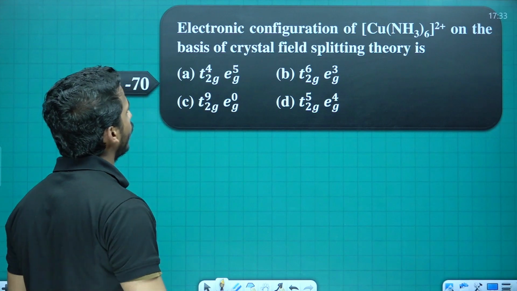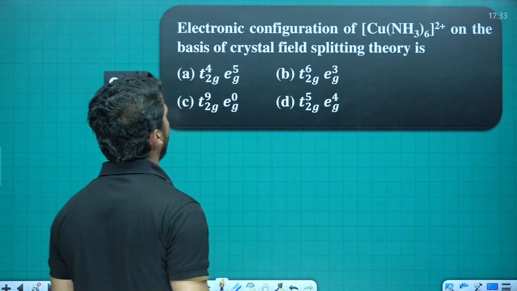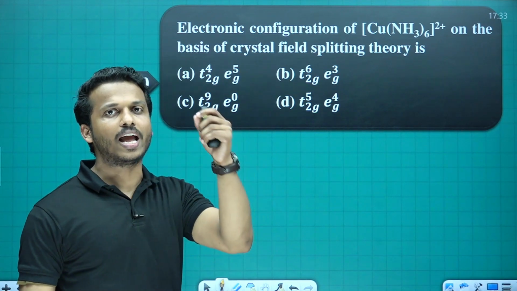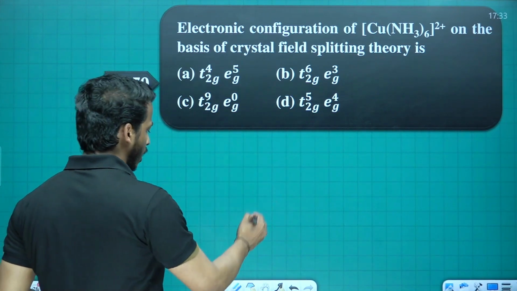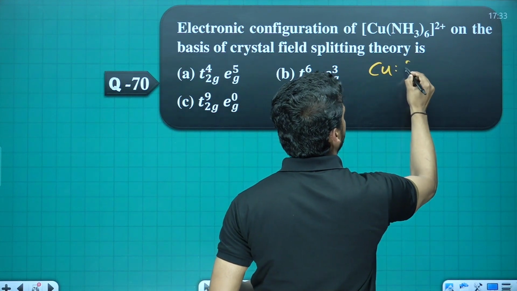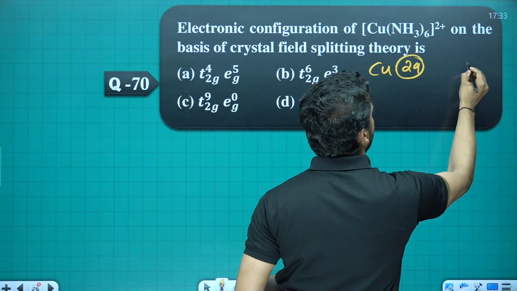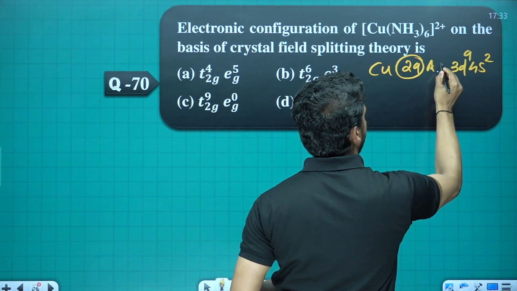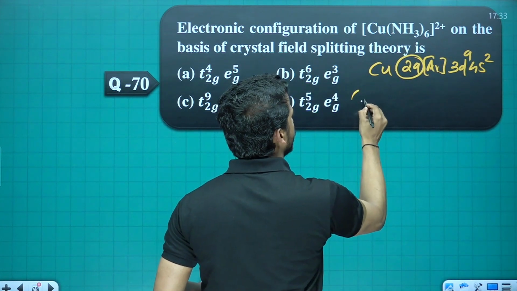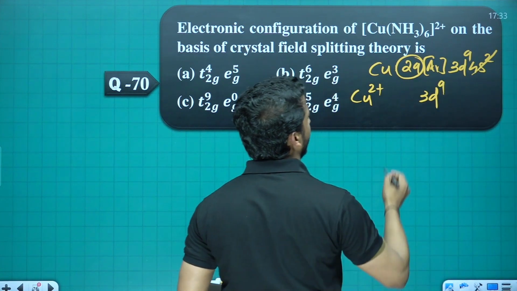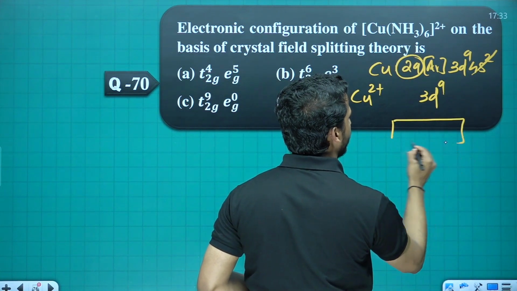And what is the electronic configuration of this complex on CFT, the theory, T2G and EG, how to place the electrons? The complex is given as Cu, central metal atom is copper, copper atomic number is 29. What is the configuration? 4s2, 3d9 with argon. Here copper charge is 2 plus, so 2 plus means this is gone. What is remaining? 3d9. And amine is a strong ligand, my dear.